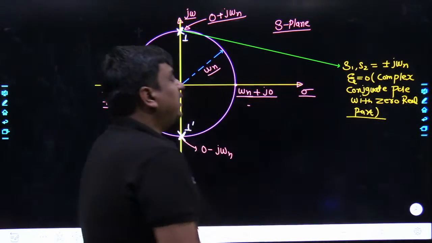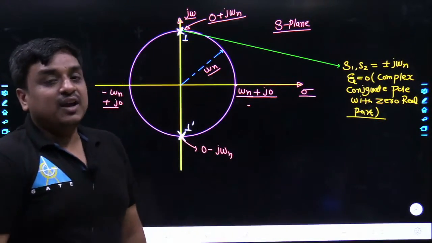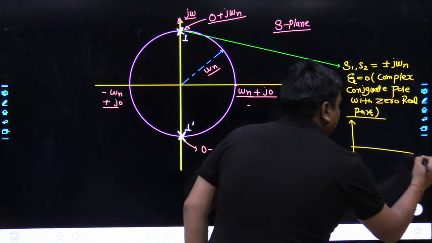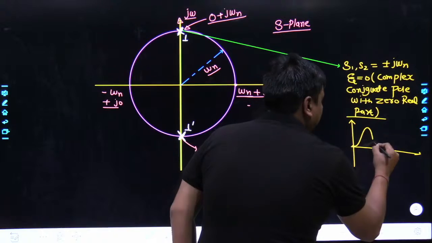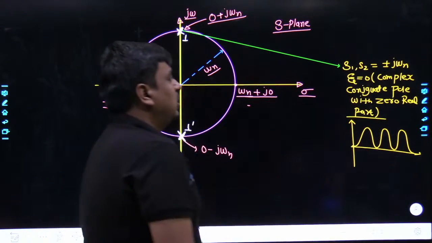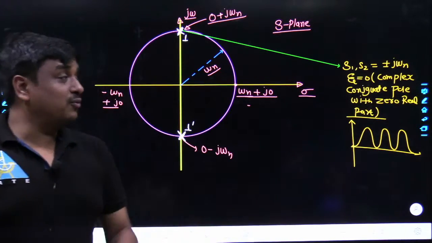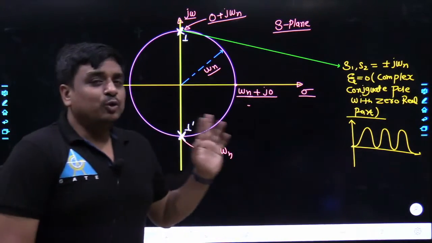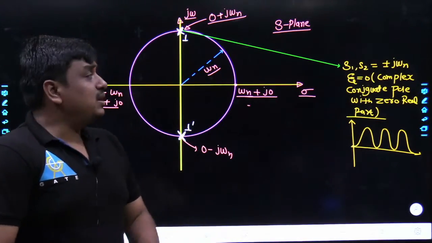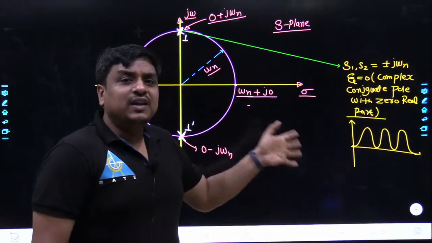And when I was discussing the response when zeta was 0, we have seen the response is undamped. That means the response keeps oscillating with constant magnitude and frequency. I have repeatedly seen that questions come from this zone. They may give a situation where zeta is 0, and they may ask the location of the poles, and even the response given by the system.